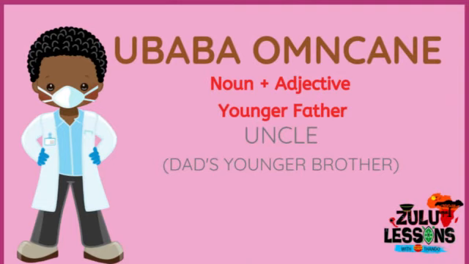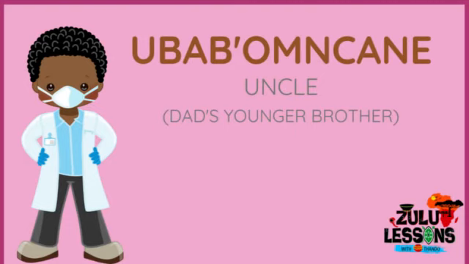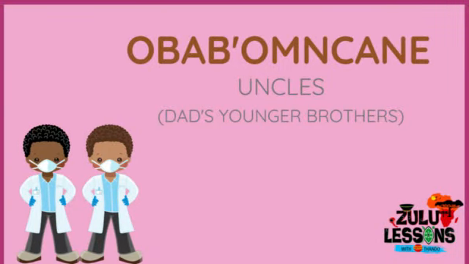Now your father's younger brothers, still uncle in English, but we want to know which father, because remember, they are your fathers in isiZulu. So, omncane, the younger one. Ubabomncane. That's your father's younger brother. Now, more than one, so plural, obabomncane.